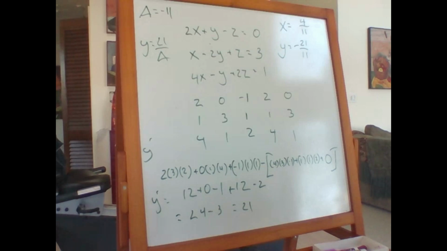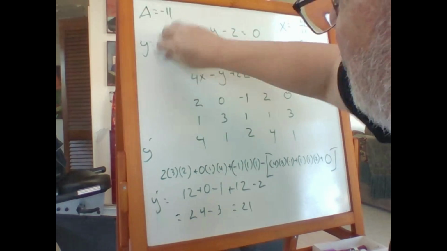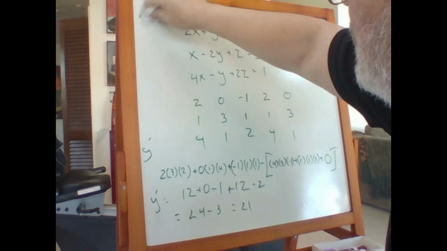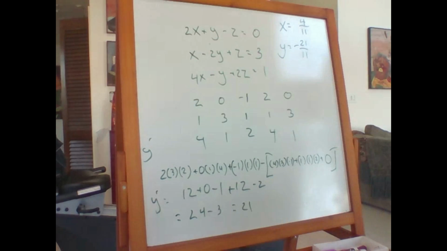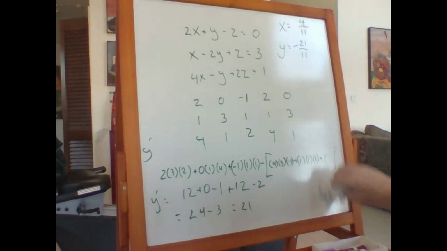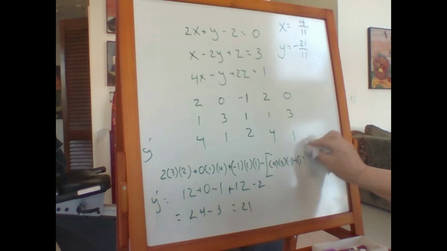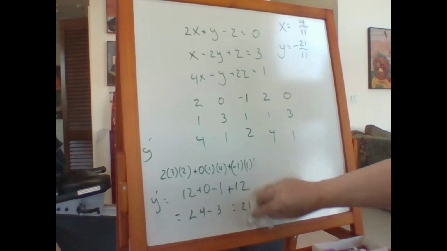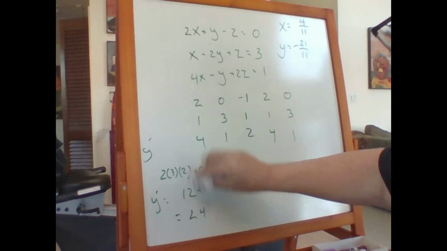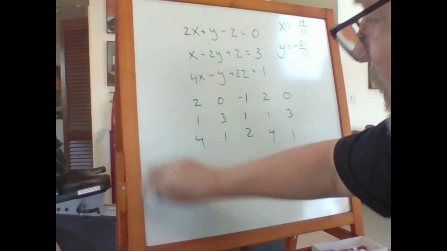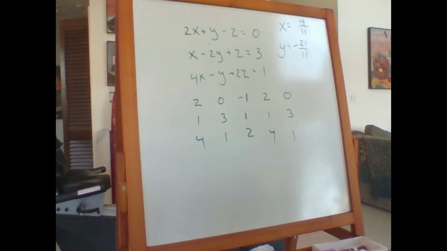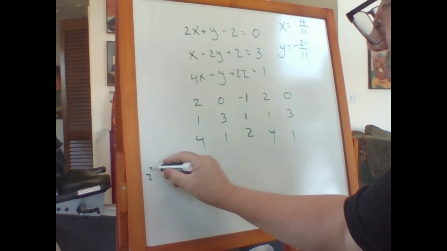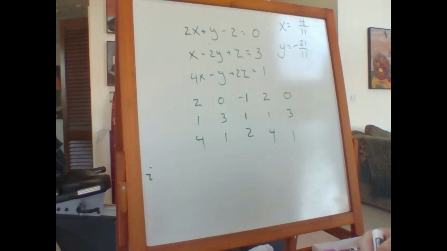So now we got 2 points. We could either substitute them into one of these equations and find the z, or we can just continue with our operations and find our z value. We'll call this z prime. Z prime.